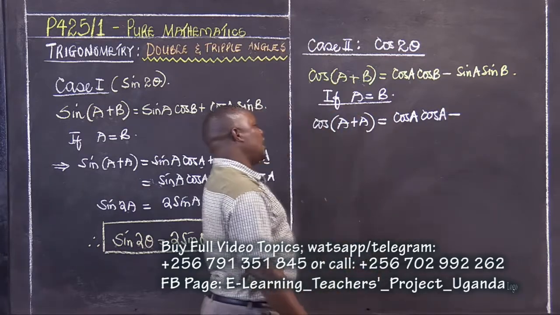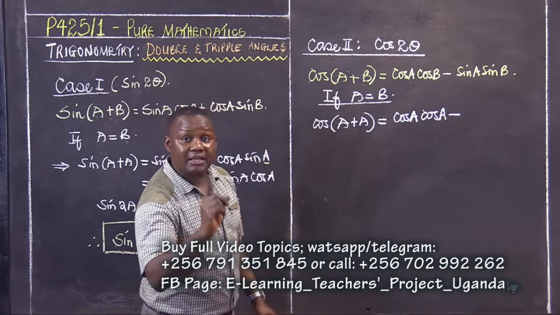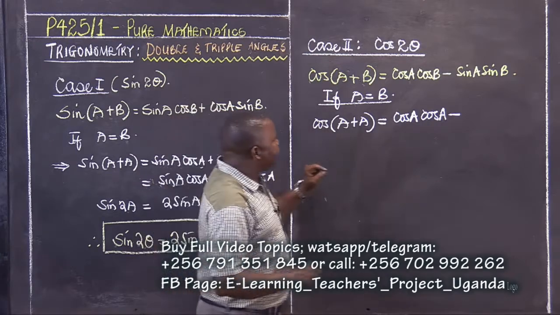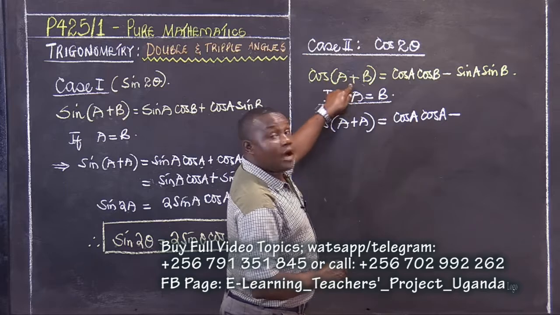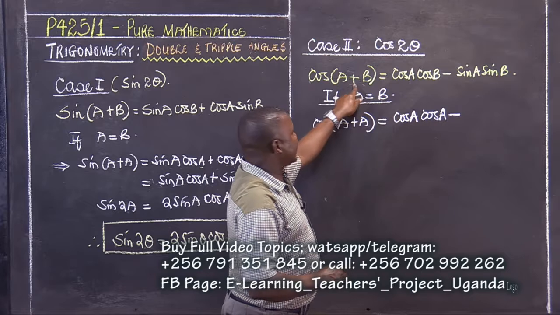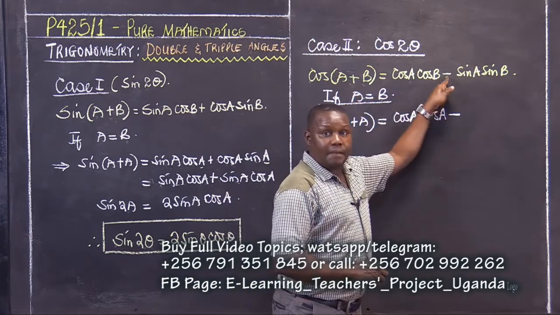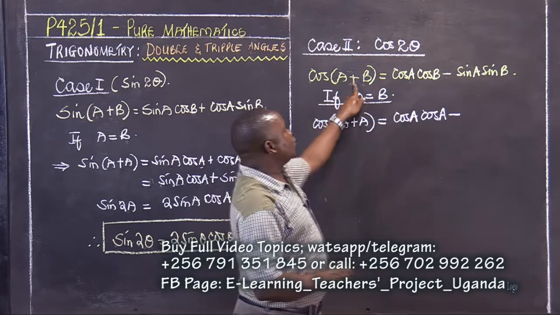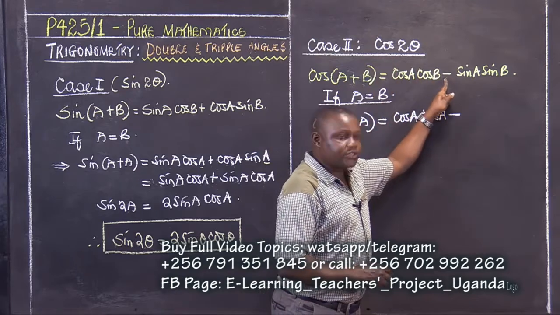Someone is saying, but sir, how are you getting the minus? Remember in the proof we made, we discovered that for compound angles in cosine, the sign always changes. If you had a plus sign here, then it's going to be a minus. If we had a minus, it would become a plus.